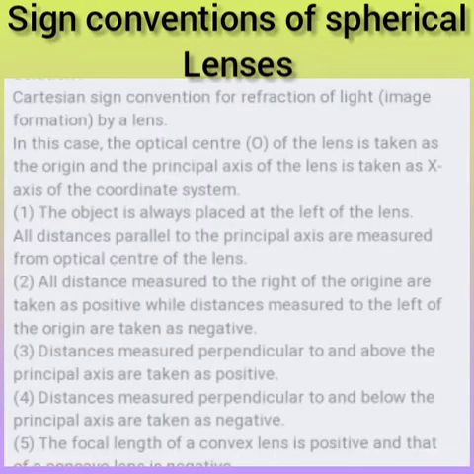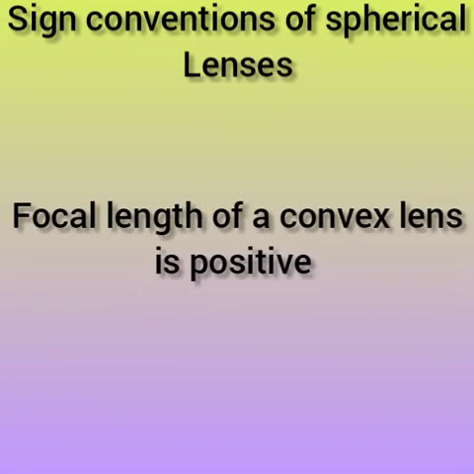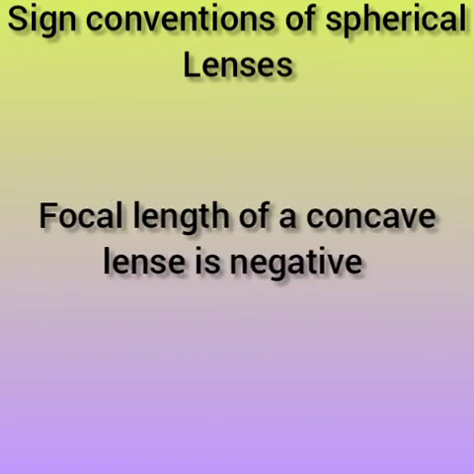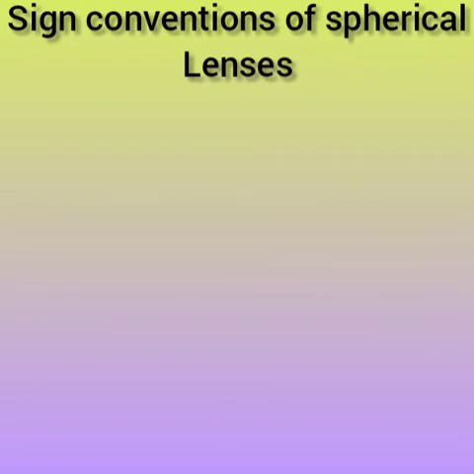According to the convention, the focal length of a convex lens is positive and that of a concave lens is negative. Then you must take care to apply appropriate signs for the values of u, v, f, object height h and image height h'.